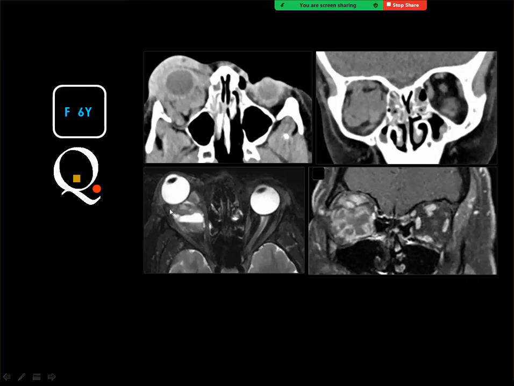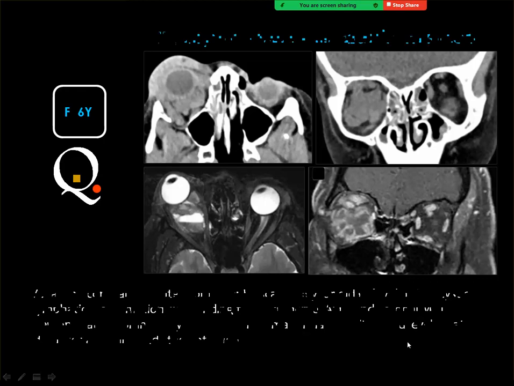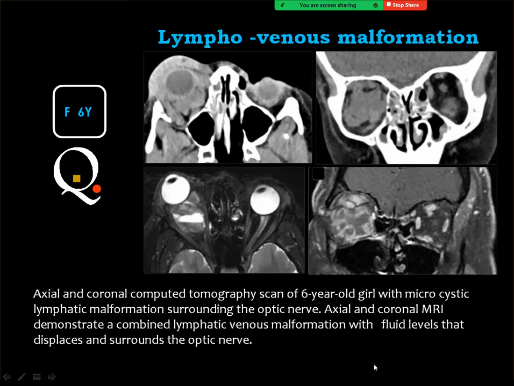The orbital mass is ill-defined, a big mass in the orbit of a child, and then there are some possibilities like capillary hemangioma and lymphangioma, for example. And lymphangioma is characteristically showing multiple fluid levels, especially on MR examination. This is orbital lymphangioma, and you know that the hemangioma, lymphangioma, and some other lesions are included under this title, which is known as lymphovenous malformation.